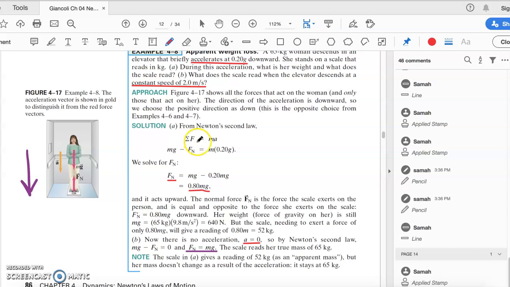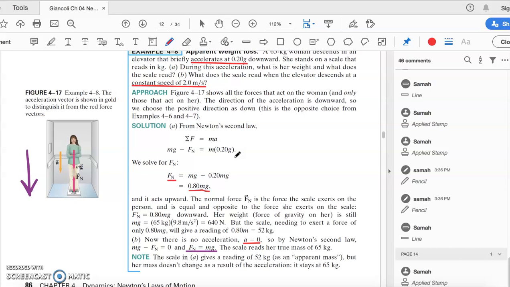So for the first one, the summation of the forces acting on the object, as I mentioned to you, you can say it's Fn, which is whatever is up, minus mg. But you have to pay attention: if you say it's up minus down, which is Fn minus mg, then you must not forget that the acceleration is down. So it is not just ma, it is minus ma. So it will be m times minus 0.2 g, which is the value of the acceleration.